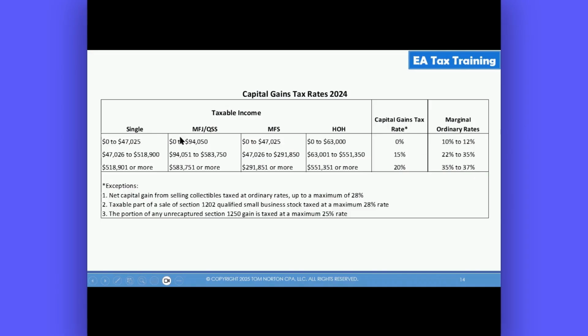So if you've got a single taxpayer, they make under $47,025. Any capital gains that they have are taxed at 0%, whereas any ordinary income they have is going to be at 10 or 12%, again, depending on exactly where they are within this range. And that's the way it's going to work for all of the different filing statuses. So again, remember the 3 capital gains rates, remember the 7 ordinary tax rates, and don't worry about remembering all of the exact cutoffs for the taxable income amounts.